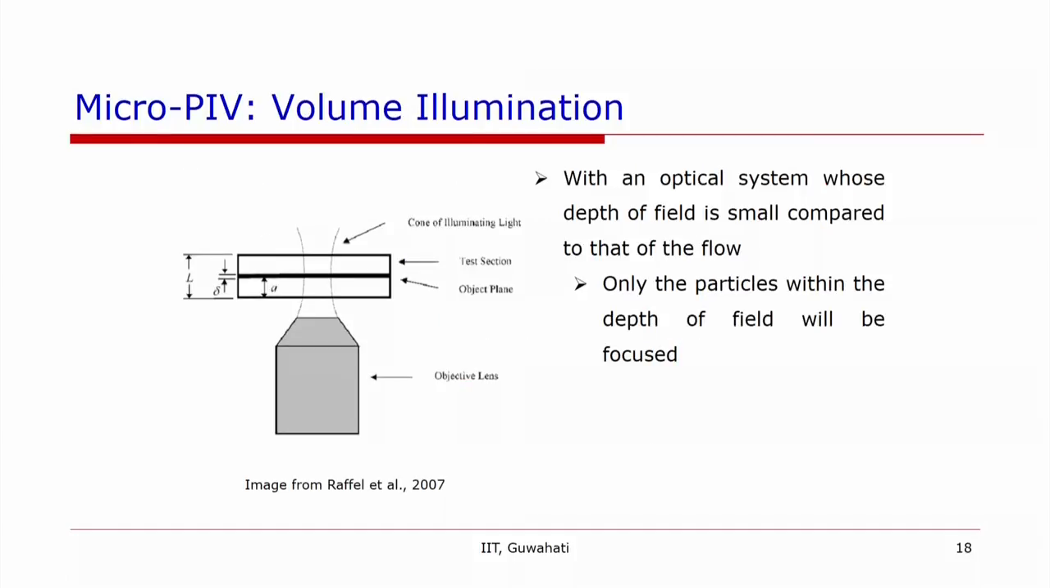The other option is that one has an optical system whose depth of field is smaller when compared with the depth of the flow. So, only the particles that are within the depth of field will be focused. So, in volume illumination, the depth of field from the optics or from the objective lens is such that a particular region in the channel is focused, and of that particular region, the images will be obtained, having high intensity.